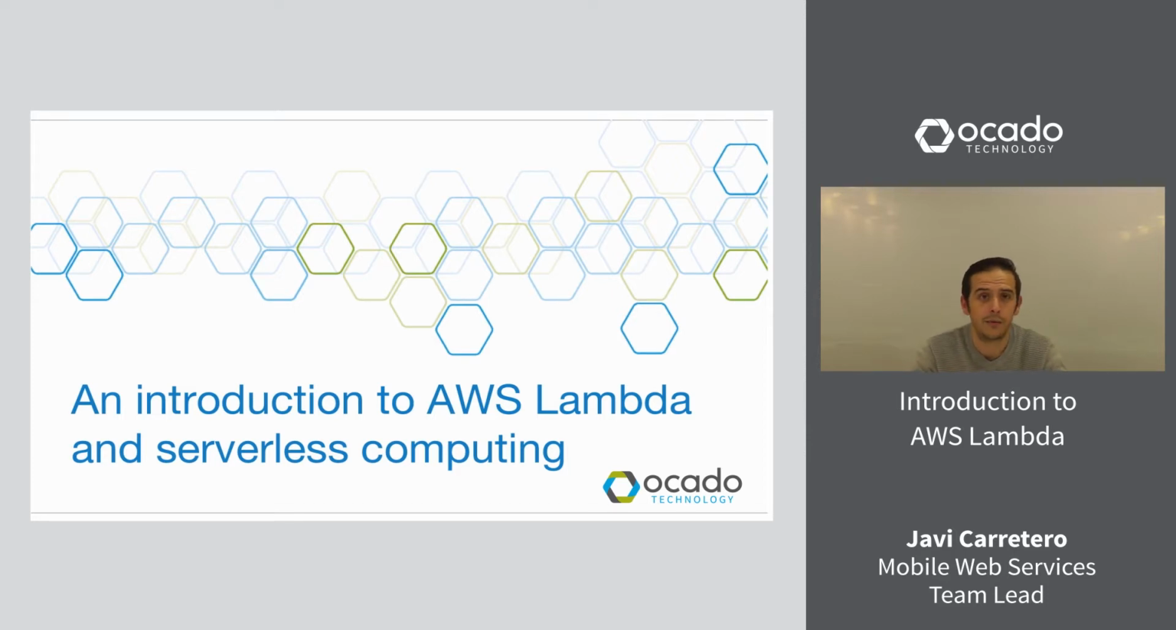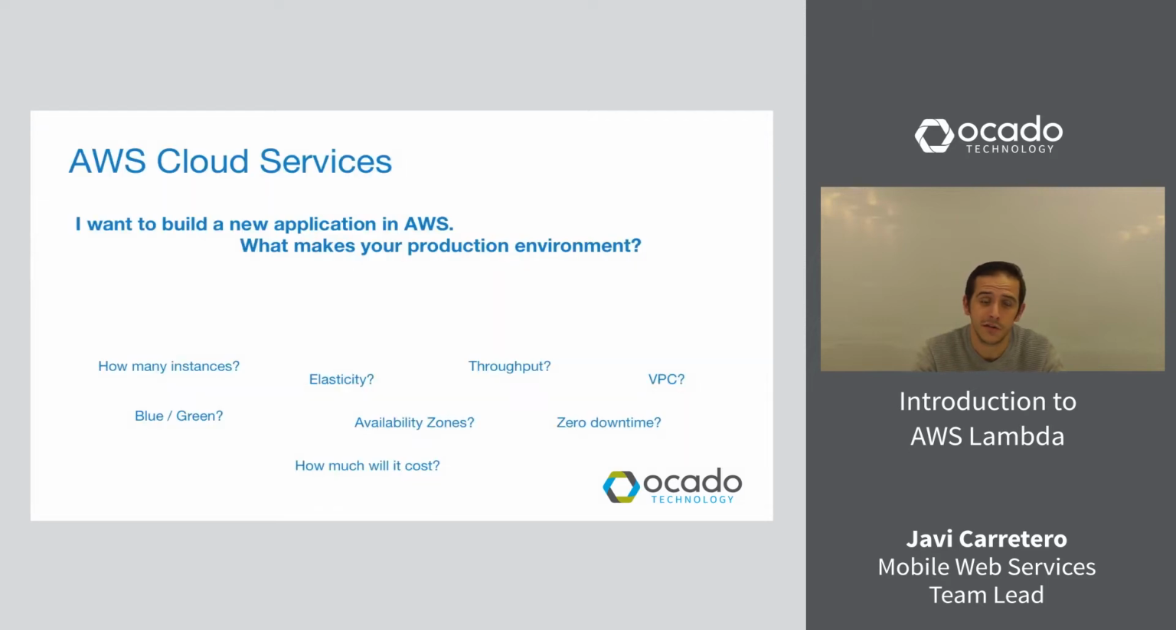Before diving in, I would like to start with a question which is essential for cloud-native applications. Which is the question of what makes your production environment. If you need to build a new service in AWS, what are the sort of questions you need to keep in mind? What will be your environment where that service is actually going to run? There are many considerations, and the most important ones will be performance.